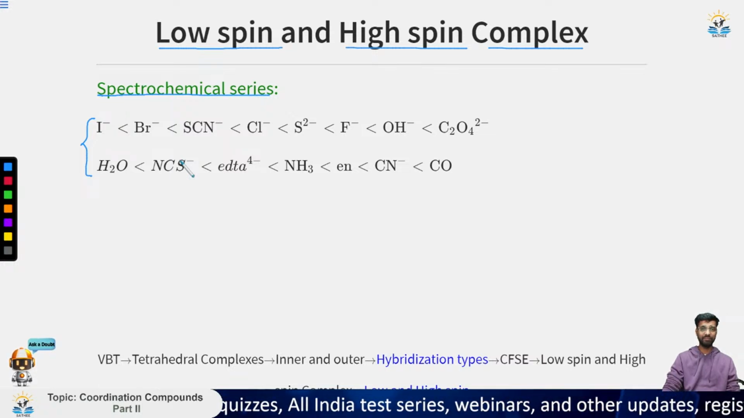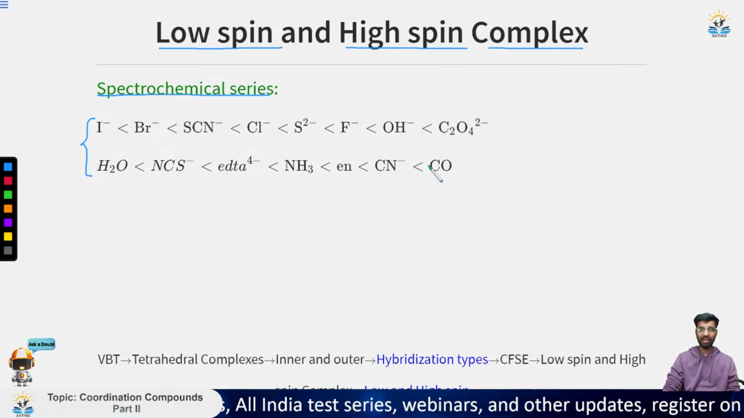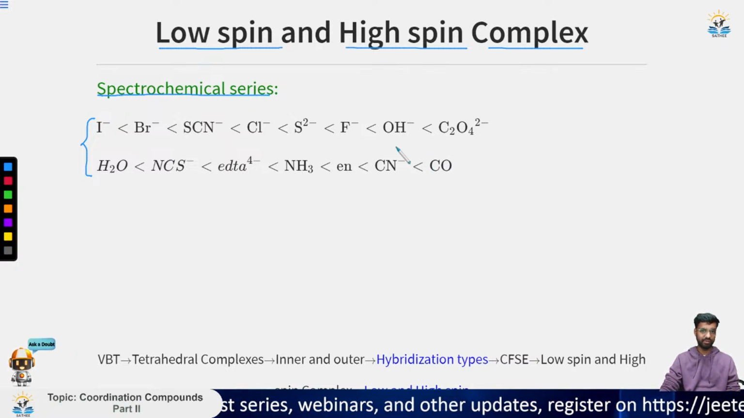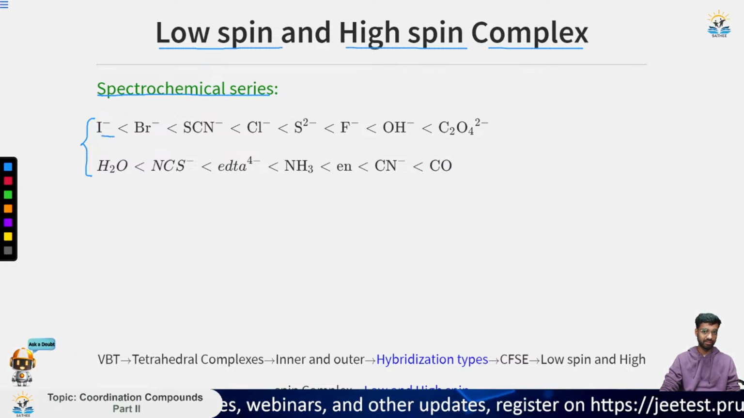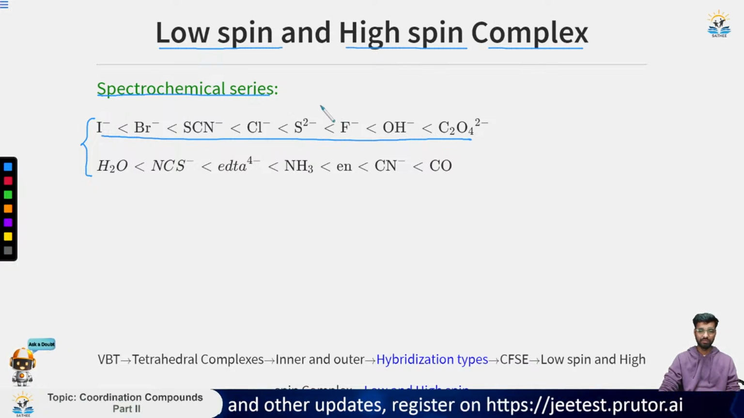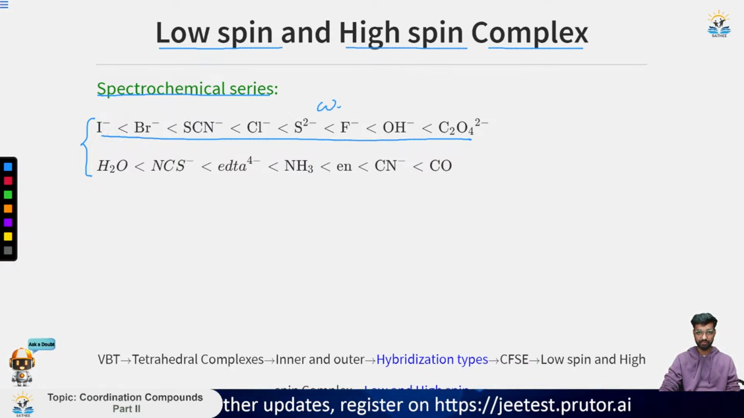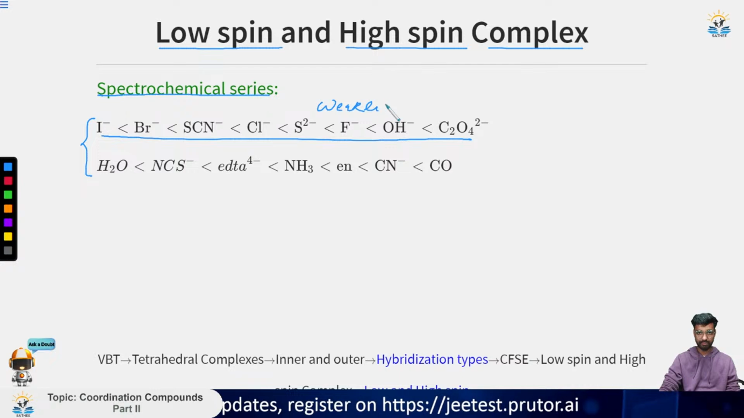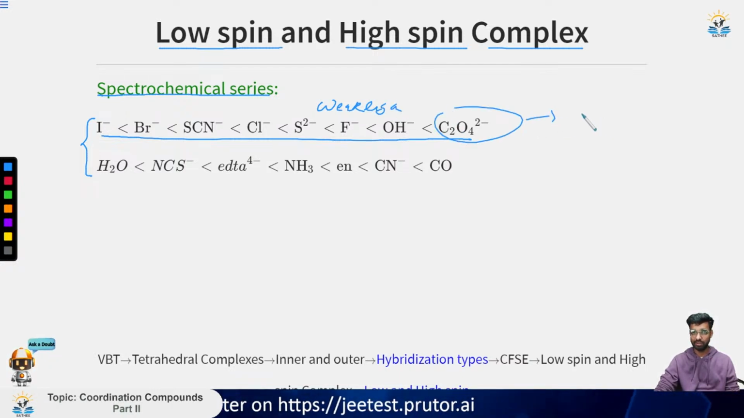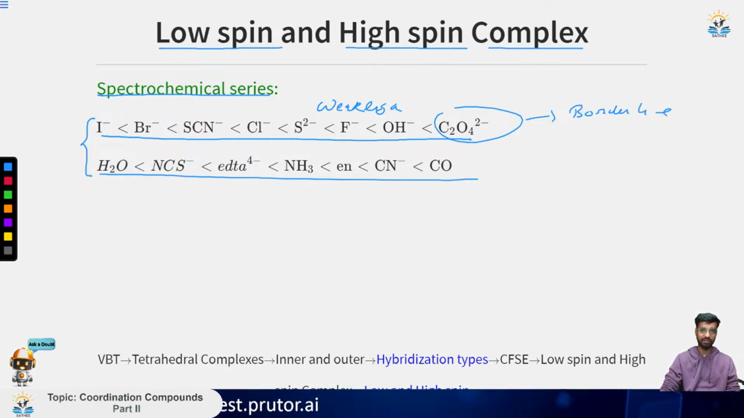Now what happens is that they have a higher splitting strength. If we start from here, then this is the area of weak ligands. You can consider this as a boundary line, because this is neither strong nor weak. This is a borderline. And these are the strong ligands.